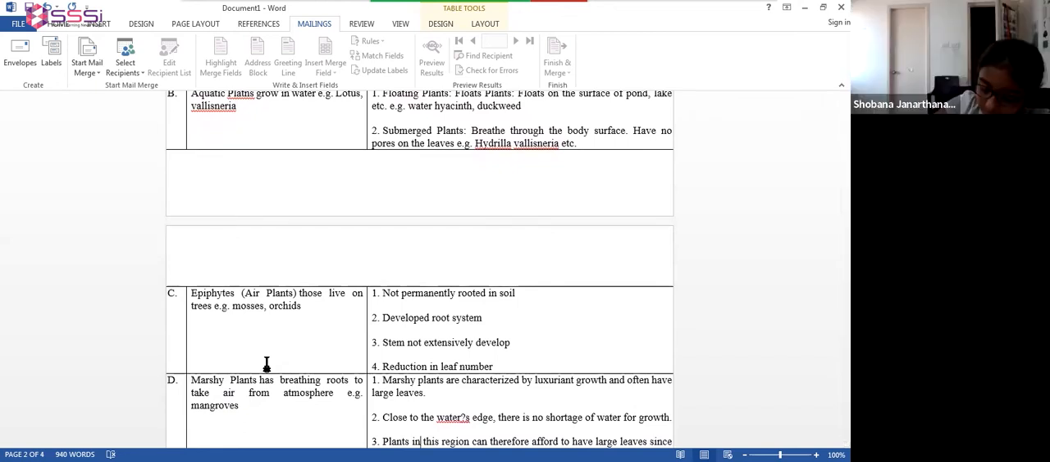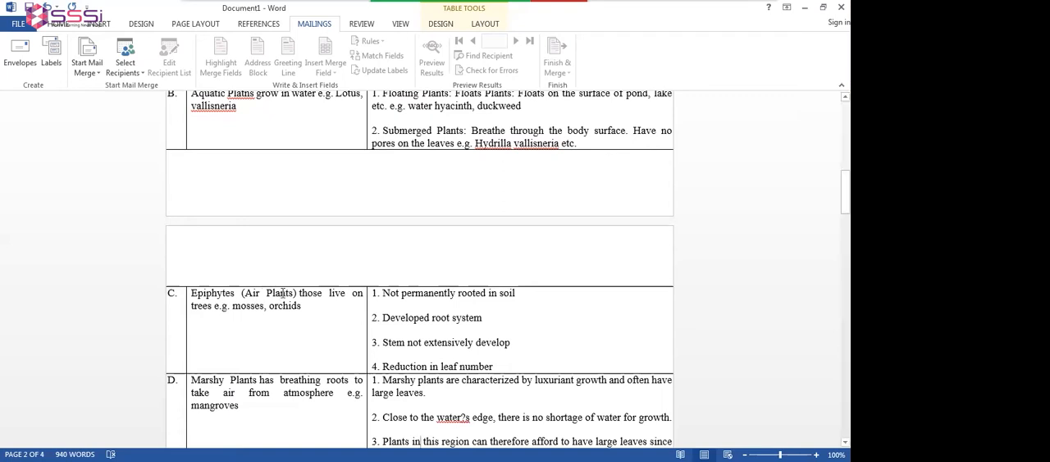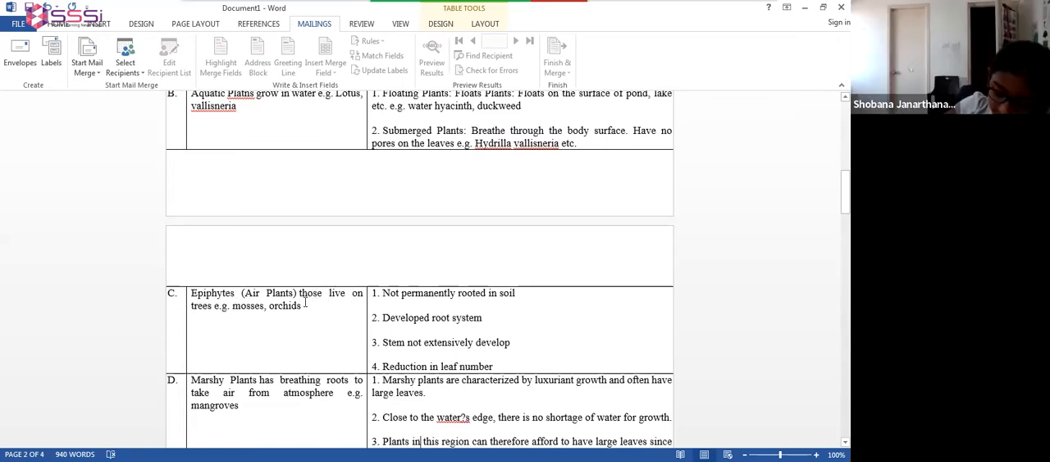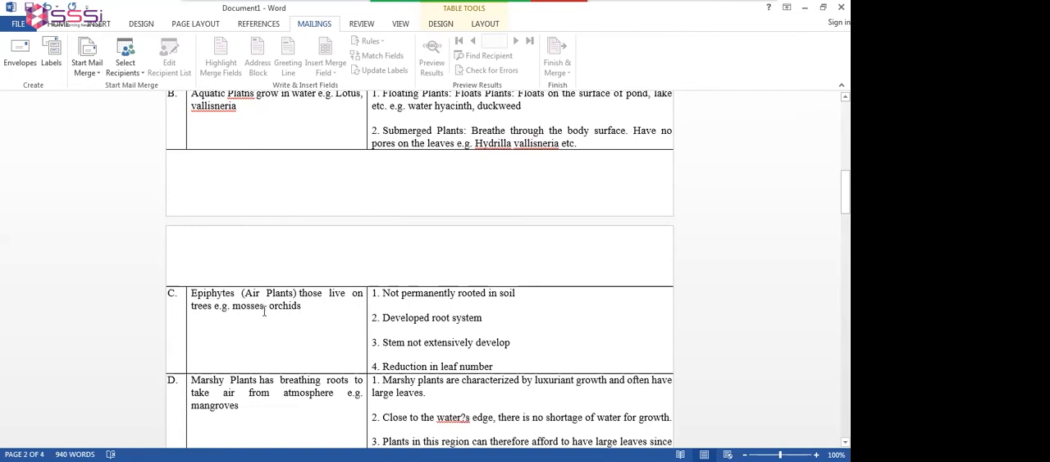Willisneria. Okay, ma'am. So next category is air plants, and we call it epiphytes. These are those that live on trees. Their examples are mosses and orchids.